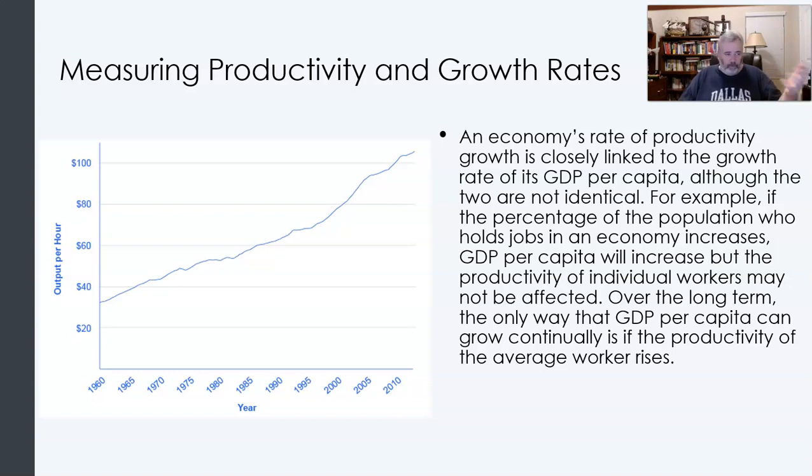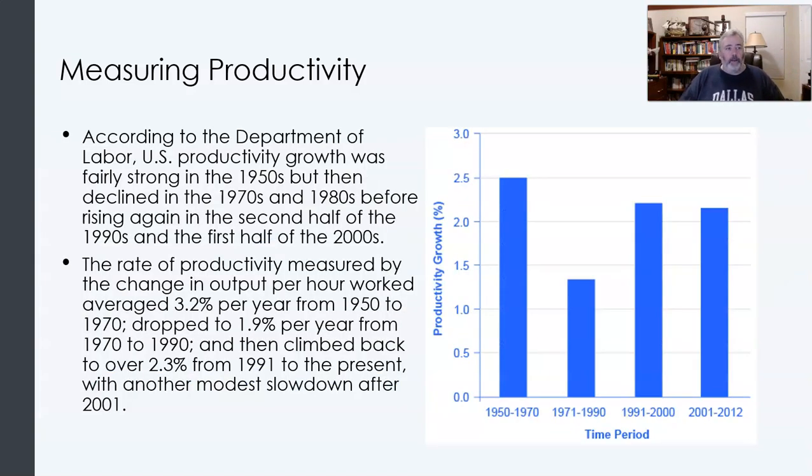Productivity, again, it's amazing how much that looks just like GDP, isn't it? This is productivity, output per hour. U.S. productivity growth was fairly strong in the 50s, but then began to decline in the 70s and 80s. Not surprising, considering that we didn't have access to inexpensive oil and gas, before rising again in the second half of the 90s.